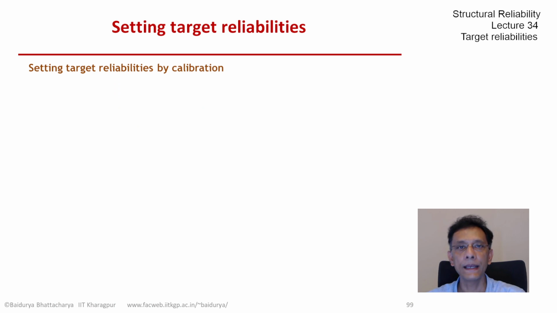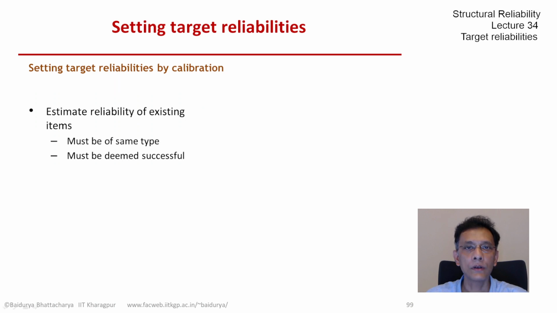The first step in taking a calibration-based approach to setting target reliabilities would be to select a group of representative existing structures, which must be of the same type, meaning that they must be subject to the same kinds of loads, same kind of service conditions, same material, and so on. And most importantly, this existing group of representative structures must be deemed successful. Which means they must have a long history of successful service with adequate reliability.